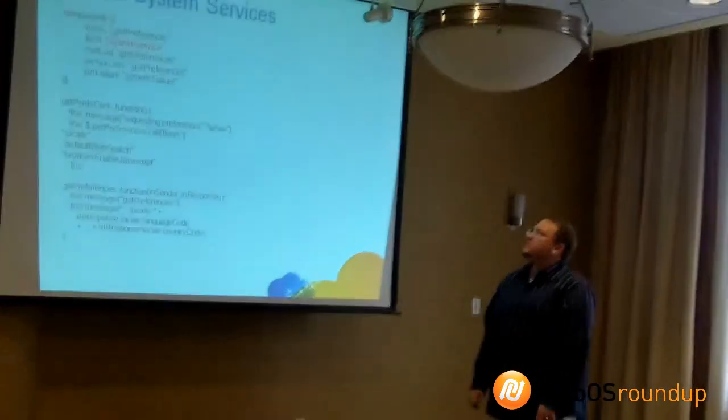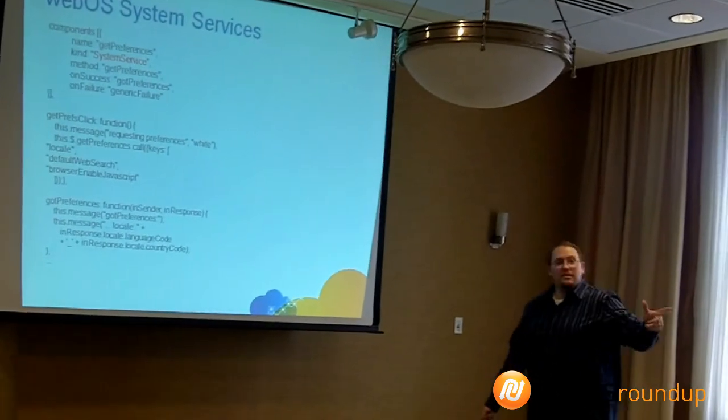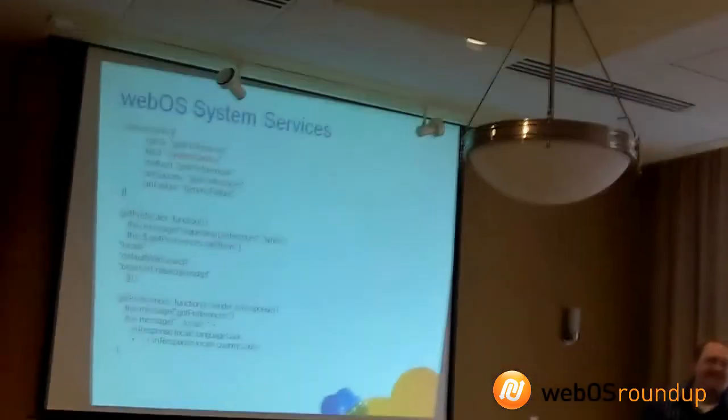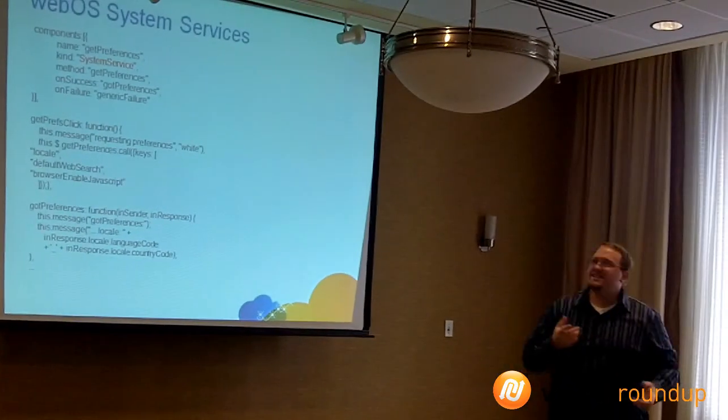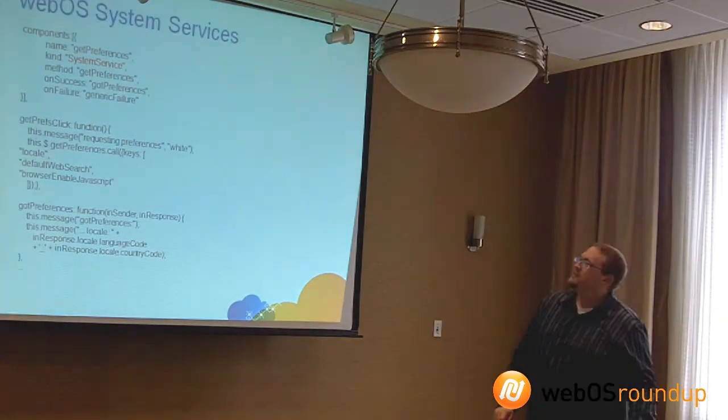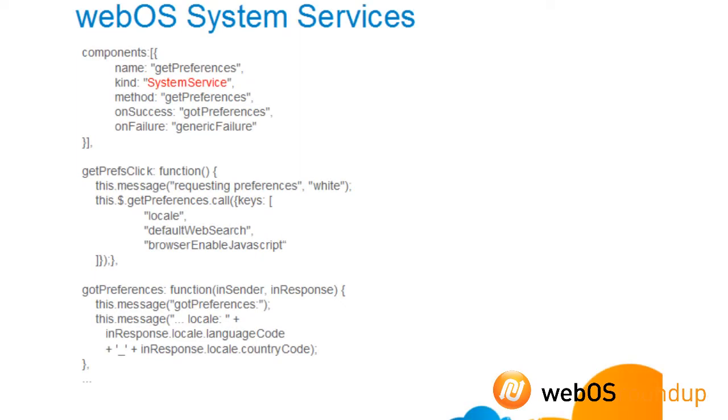webOS system services work very easy. I'm going to teach you how this works, but don't use this. I asked this question because this is actually a private phone call, but it's in this tutorial anyways. What he's done here is he's defined in his components, the setup of the thing, the name getPreferences. The kind is system service, which is what we're talking about. Then you have your method, which is kind of like telling it what to do when you call it, which is getPreferences. Your onSuccess and your onFailure function. So what to do when it succeeds and what to do when it fails.